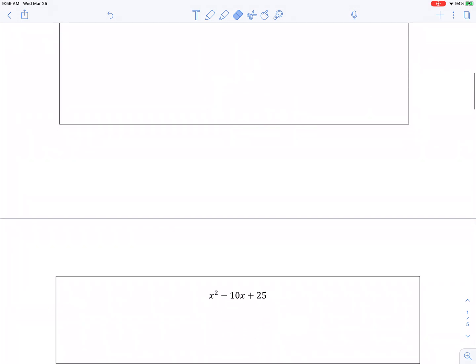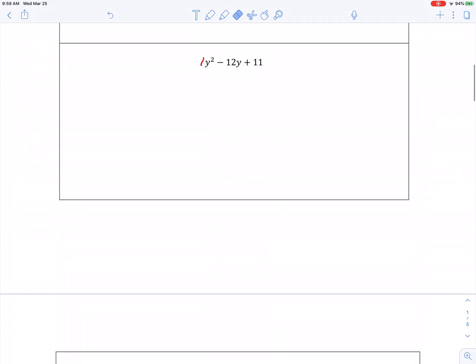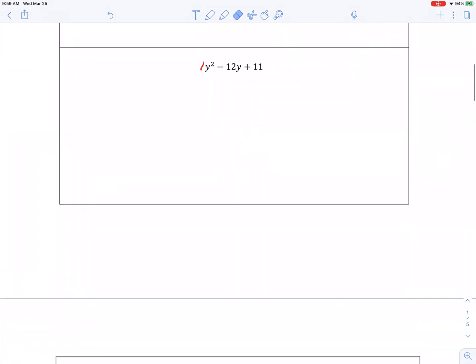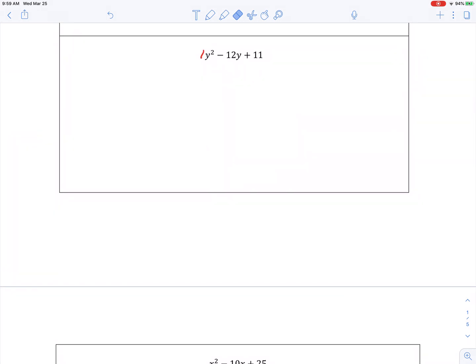Let's see, did I want a different one? Let's do this one. I guess, yes, this was good because it had the negative in the center.